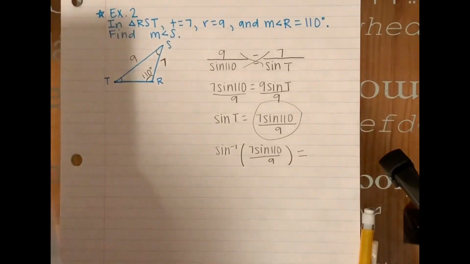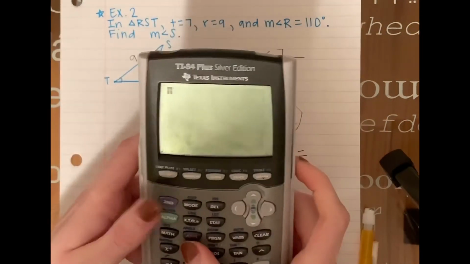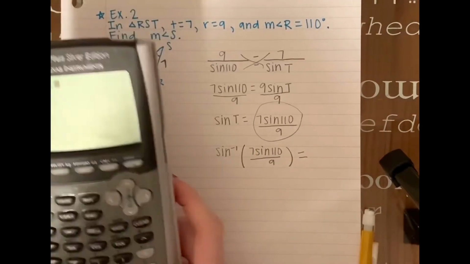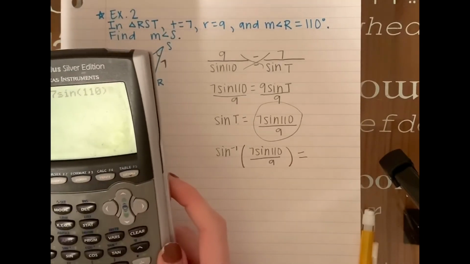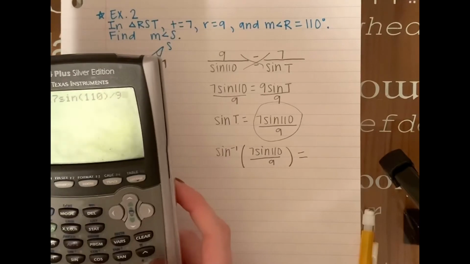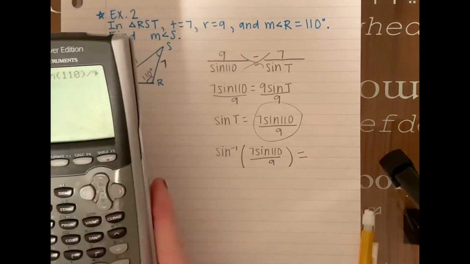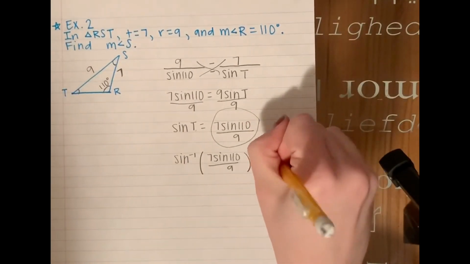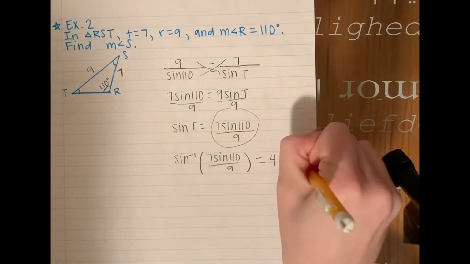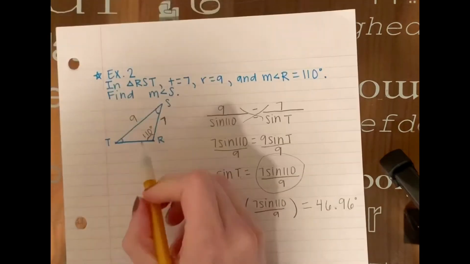So again, make sure you're in degree mode. You should be able to do inverse sine of 7 sine 110. Make sure you close your parentheses. Divided by 9. Close your other parentheses. You should get 46.96 degrees. So that is angle T right here.